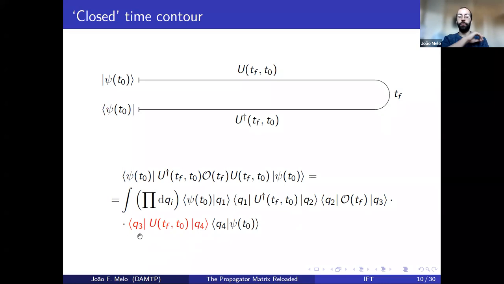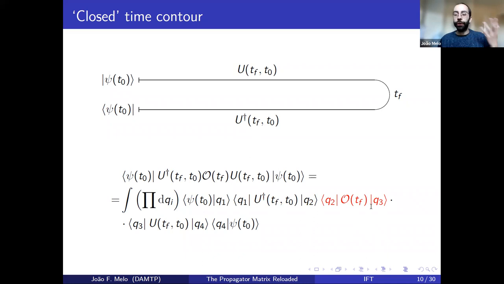What about the U dagger? I can think of this as the usual path integral, but I'm putting a dagger in front. Or more useful, the dagger is the same as evolving backwards in time. So I can think of it as starting at Q2 at TF and then evolving backwards in time to Q1 at T0. So actually, instead of getting e to the IS, I get e to the minus IS.